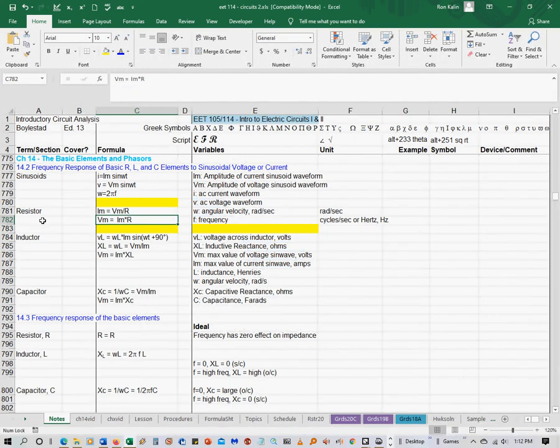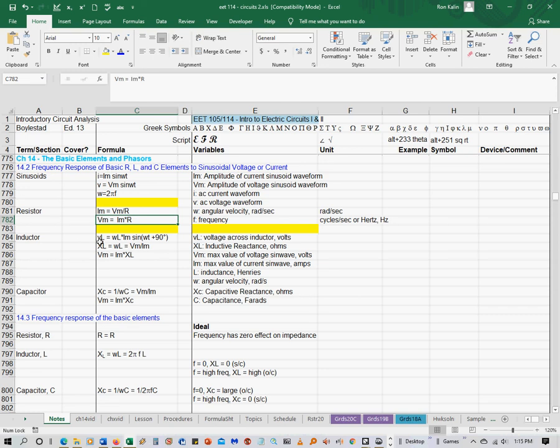So that being the case, it's just straight up Ohm's law when you have a pure resistive element involved with the voltage and the current. So V equals IR, V sub M equals I sub M times R, or I sub M equals V sub M divided by R, where R, again, is the resistance in ohms.